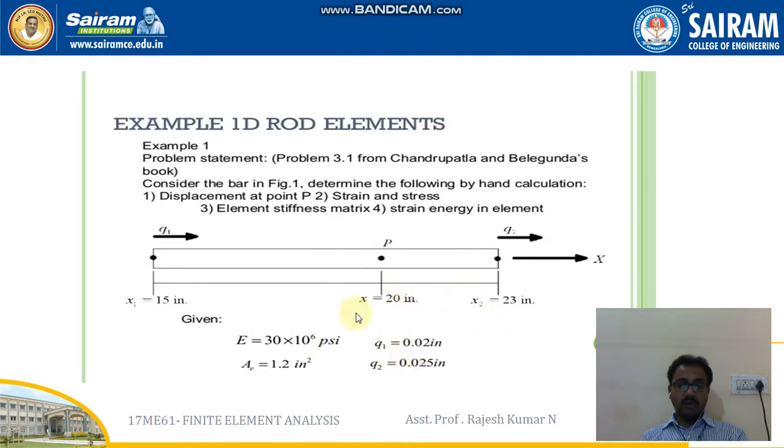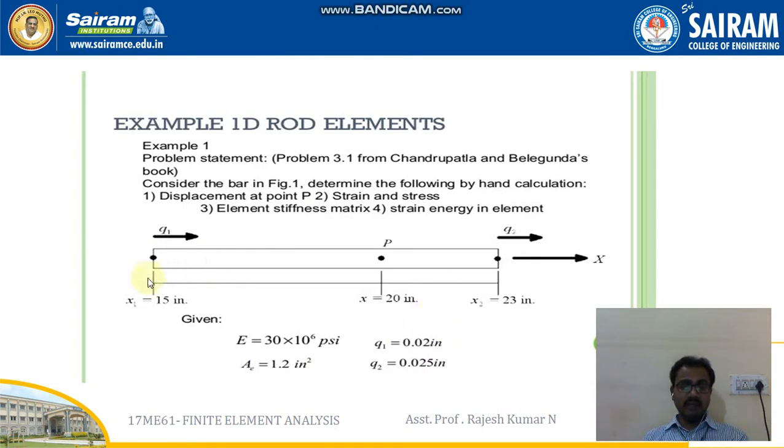Q1 and Q2 are given as 0.02 and 0.025 inches respectively. The unit they have maintained is inches, so they are not converting into mm or centimeter. That's why even the Young's modulus they have kept as psi. Area value, same cross section from one end to another end, is 1.2 inches square. Okay, we'll see how to solve this problem.